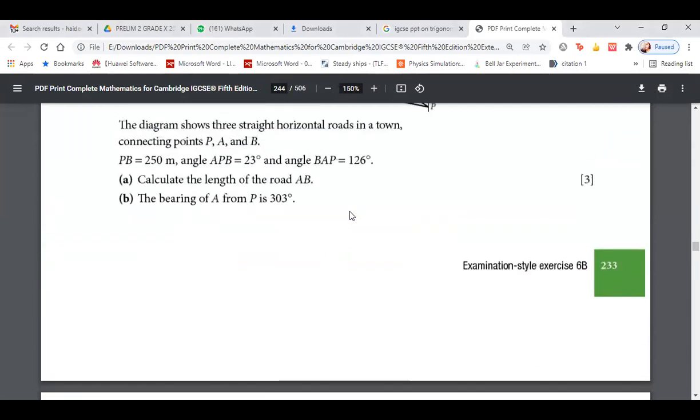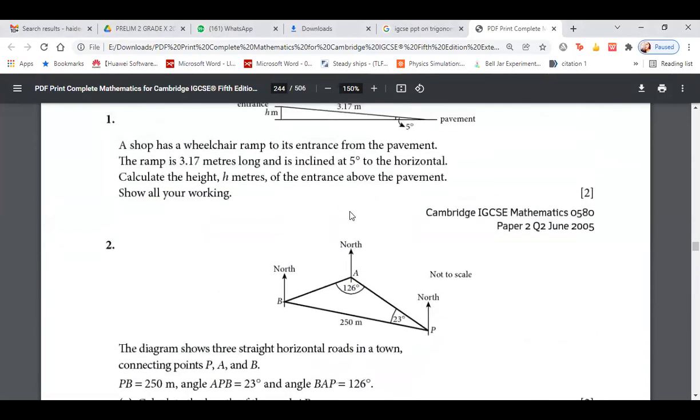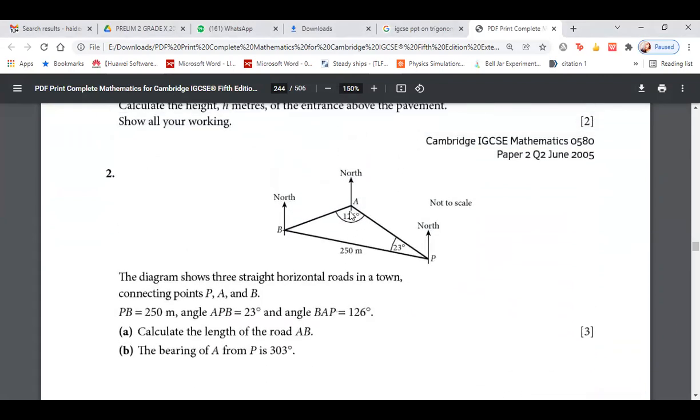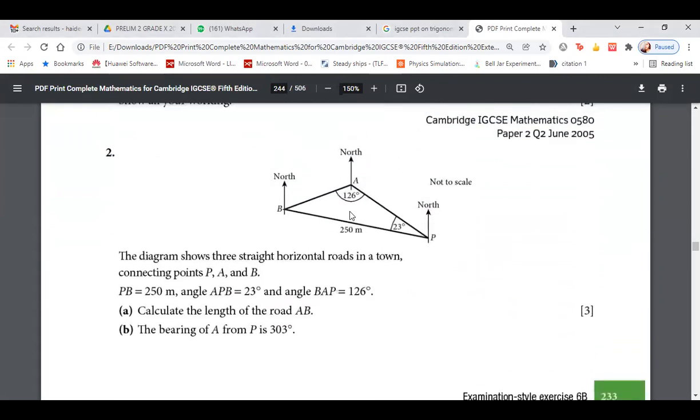Let's come to questions which have been asked in exams. Now this is the worst part. This is the place where many of you lose marks, where bearings and trigonometry are combined. That is where you end up losing marks. Now just look at angles A, B and P.